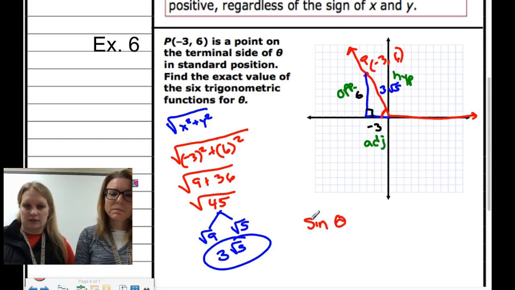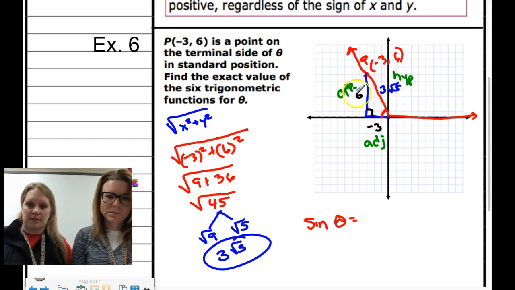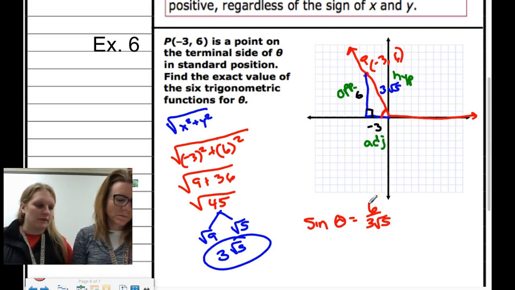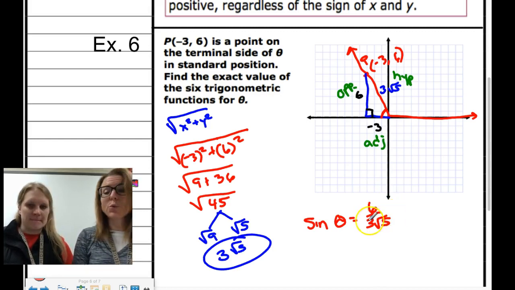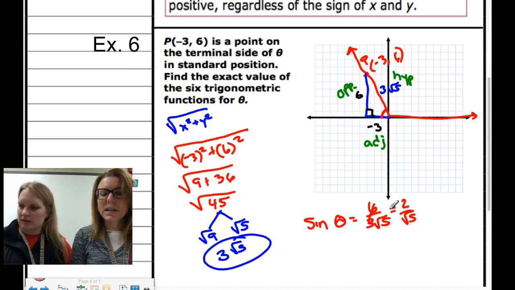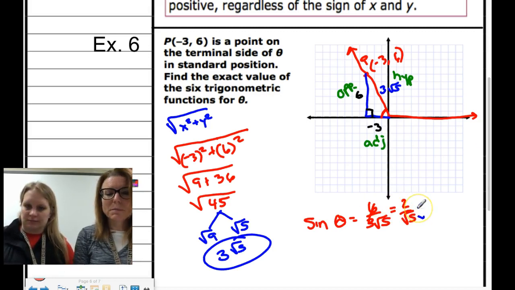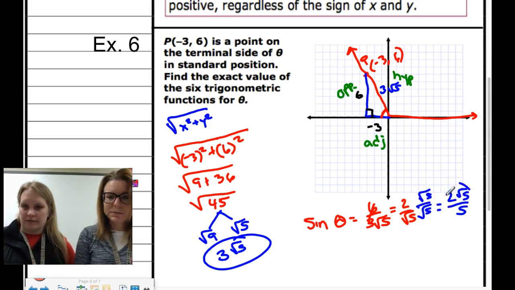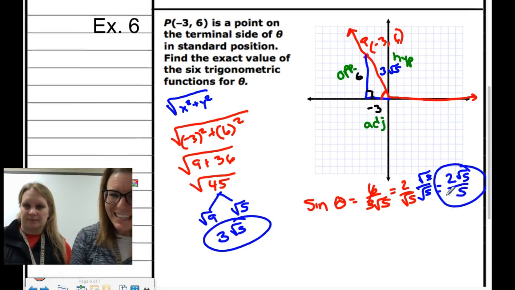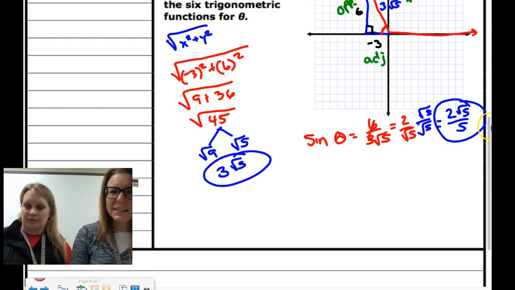Sine theta is our opposite over hypotenuse, so 6 over 3 root 5. We don't like that. We can change it right now to 2 over root 5. And then multiply top and bottom by root 5 over root 5, which is 2 root 5 over 5. That's sine.